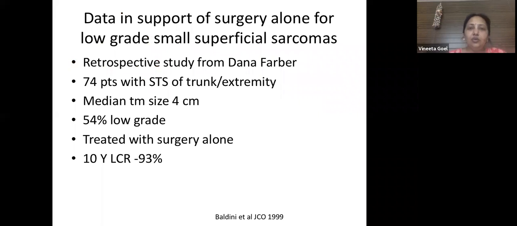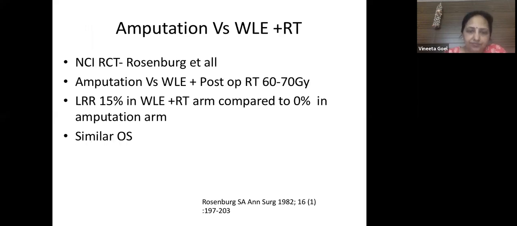Now, when I said that low-grade small superficial sarcomas can be managed with surgery alone, the evidence for this comes actually from the retrospective study from the Dana-Farber, where 74 patients with soft tissue sarcomas of trunk and extremity with small median tumor size of 4 centimeter were treated with surgery alone, and the 10-year local control rate in these patients was 93%. So this is the only study which gave us confidence that this is the subset of patients who do not require radiation therapy.